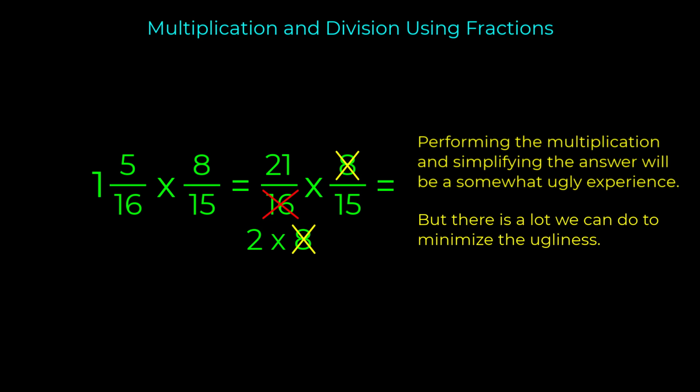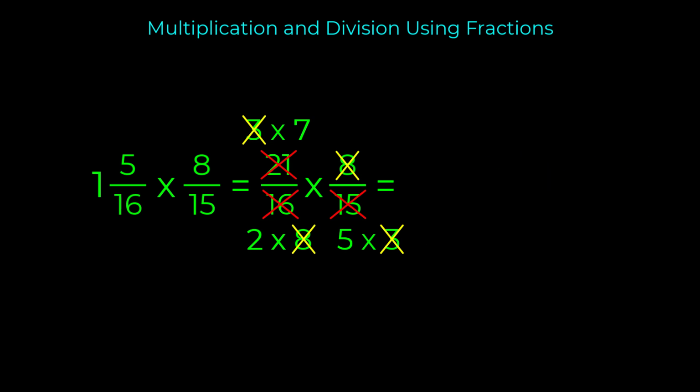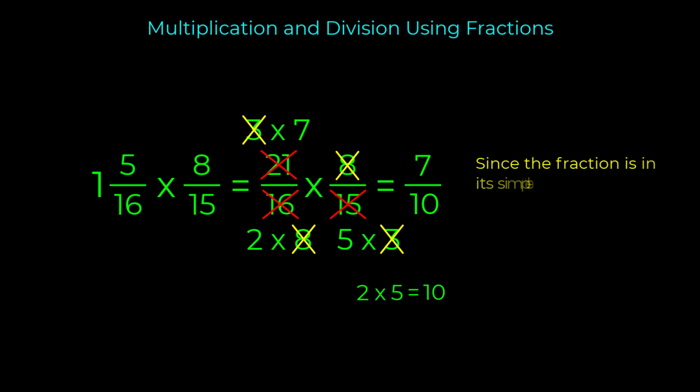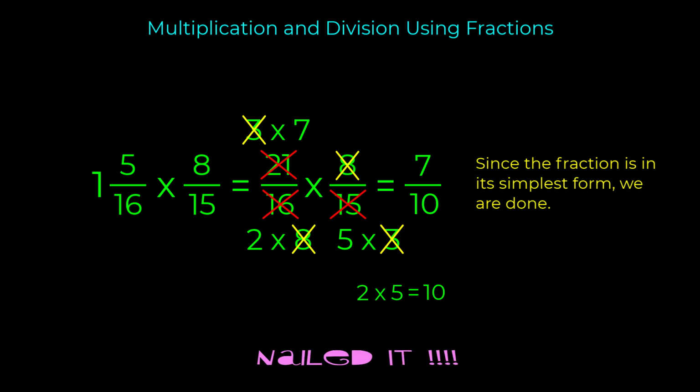That helps. I can also express the 15 in the denominator as 5 times 3, and I can express the 21 in the numerator as 3 times 7. This allows me to factor out a 3 from both the numerator and denominator. Now we have managed to control the ugliness for the most part. We are left with a numerator of 7 and a denominator of 10. Since this fraction is already in its simplest form, we are done. How did you do? Nailed it!